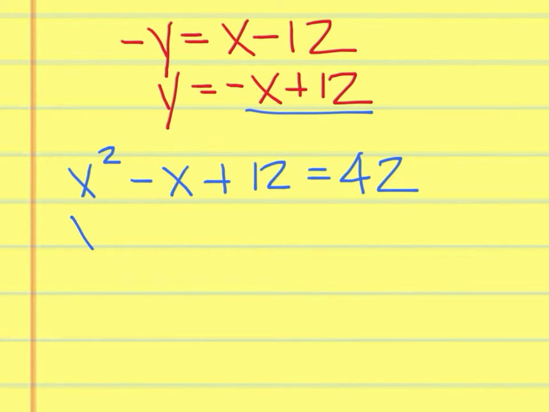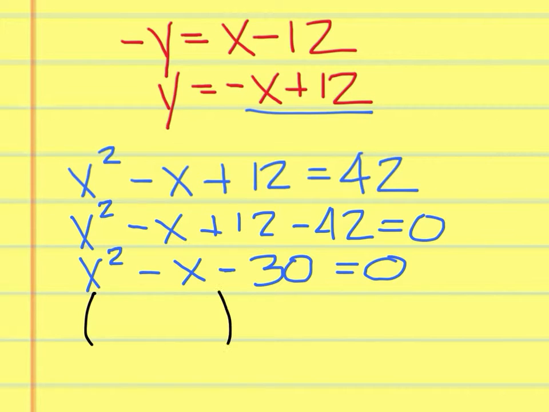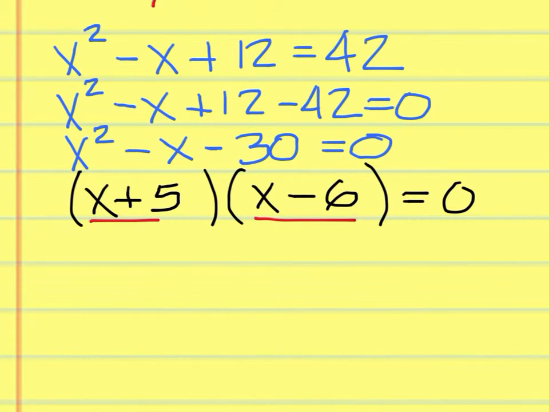Now move it over to the left, that being the 42, change the sign, and then simplify those two constants there on the end. 12 minus 42 is a negative 30. This will work out nice and neat so that you can factor it. The two numbers that multiply to get negative 30 and add to get a negative 1 will be x plus 5, x minus 6 for your factorization. When you set this and this equal to 0, you get a negative 5 here and a positive 6.